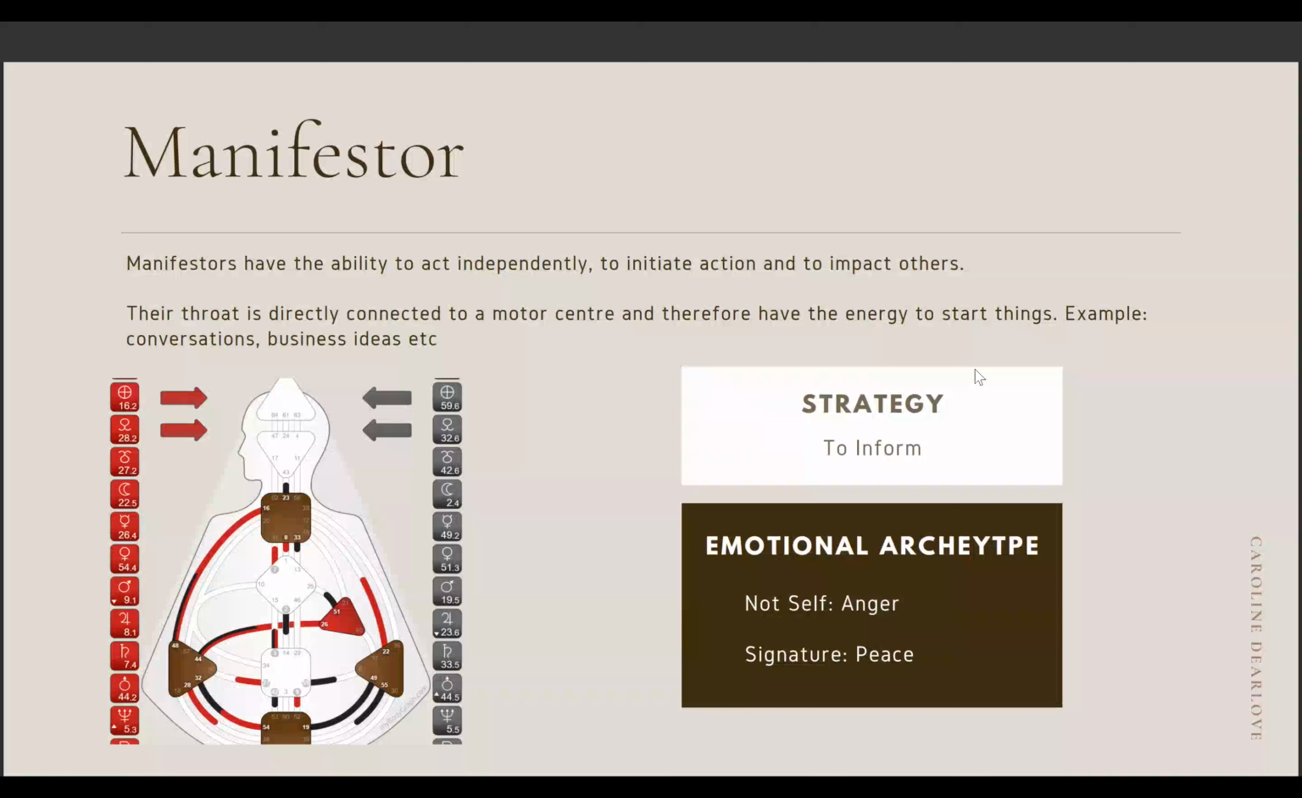Peace is your signature. So being at peace, what experiences bring you peace? What people bring you peace? What actions bring you peace? So really connecting into peace and how you can allow peace to show up in your day-to-day life.